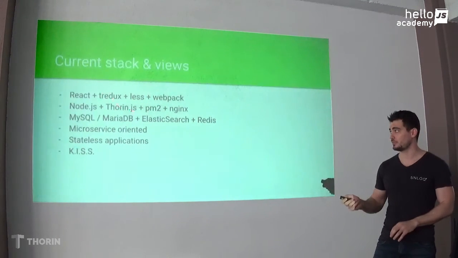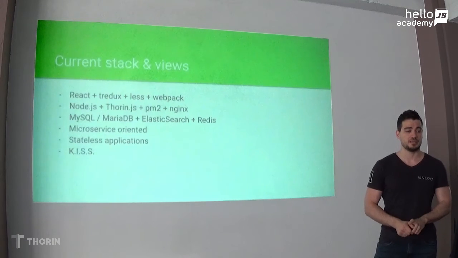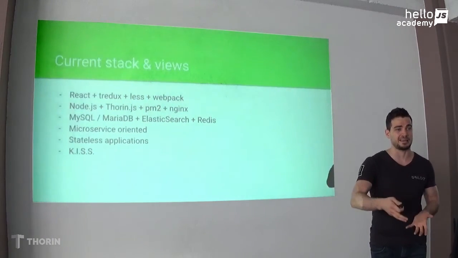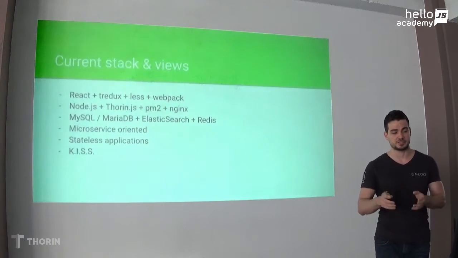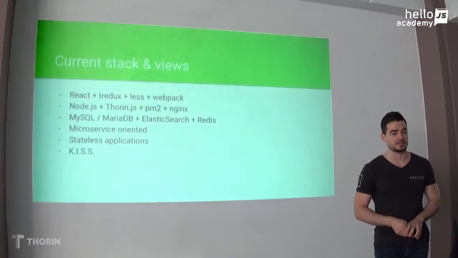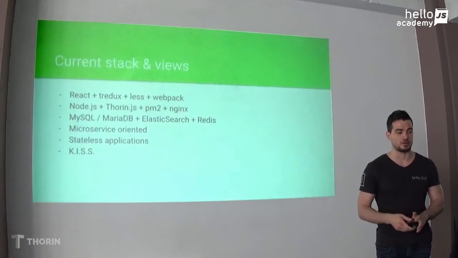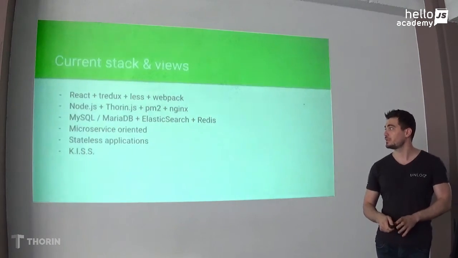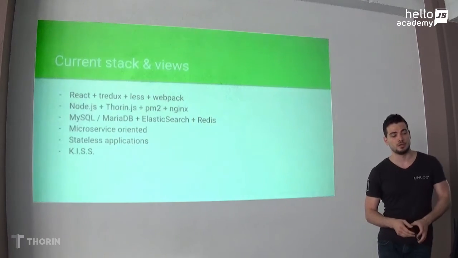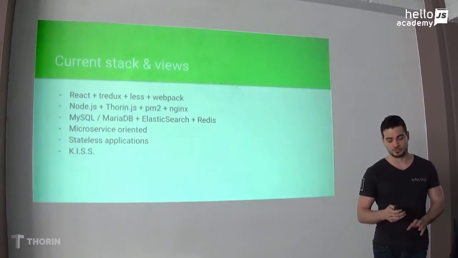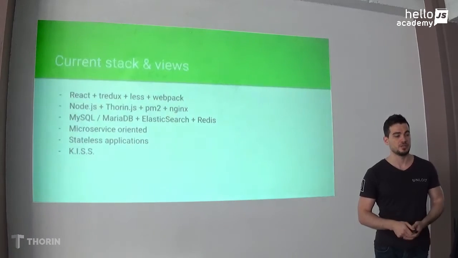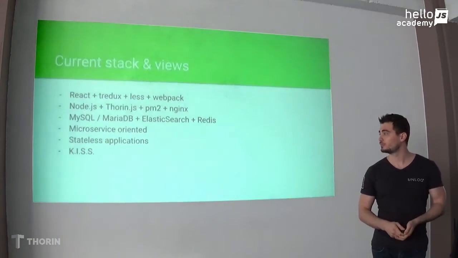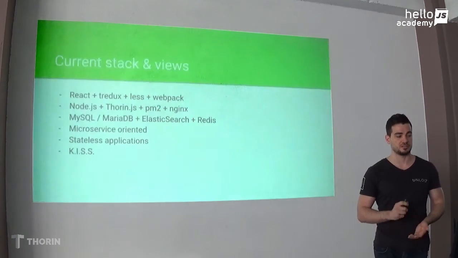On our back end layer, we have Node.js plus Thorinjs, Process Manager 2, and essentially Nginx as a reverse proxy. If you haven't heard of PM2, it's very nice. It's a process manager that helps keep your application alive, and it offers some nice overview of your processes and so on. At the storage level, we use MySQL and MariaDB plus Elasticsearch for NoSQL, and we also use Redis as our key value store and as our publish subscribe server.